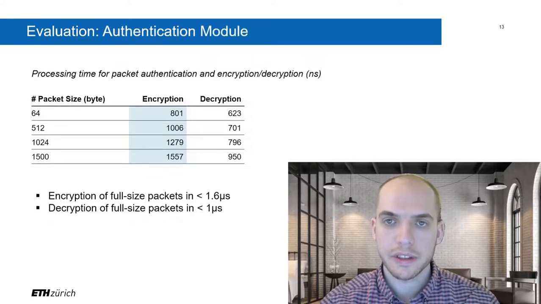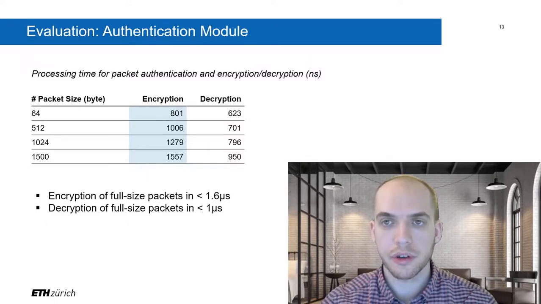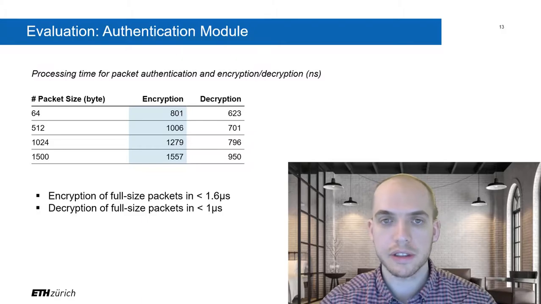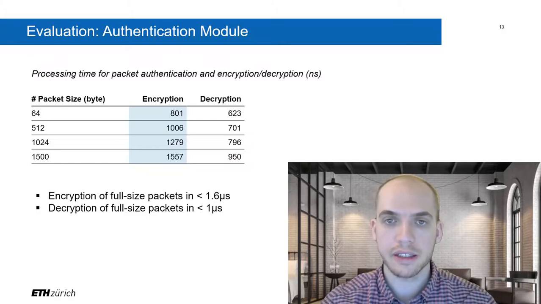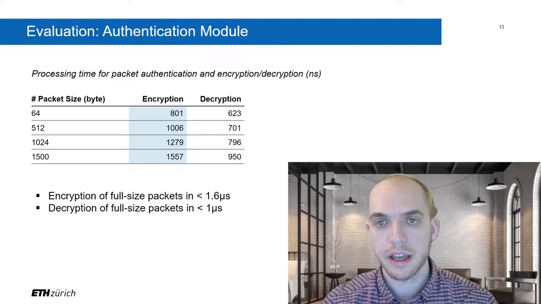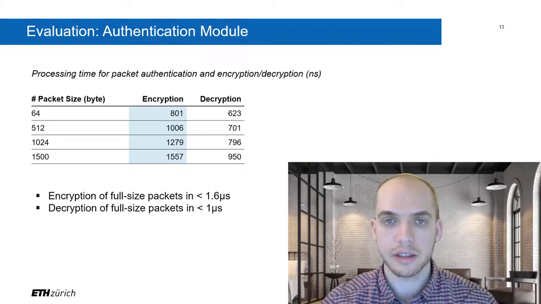This table shows the additional processing time for packet authentication with combined encryption on the sender side and decryption on the receiver side. As expected, the main factor influencing the processing time is the size of the packet, with encryption of a full-size packet taking less than 1.6 microseconds and decryption less than 1 microsecond. In summary, the process of encryption and decryption requires approximately 1.5 to 2.5 microseconds, depending on the size of the packet.